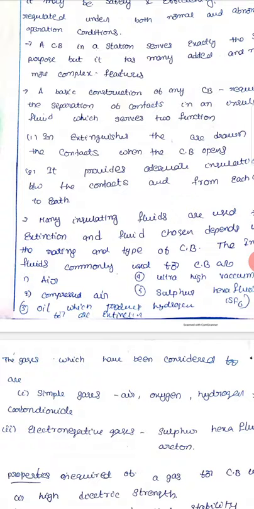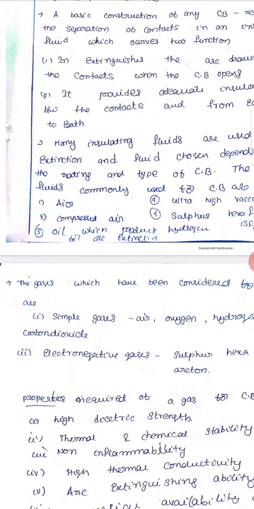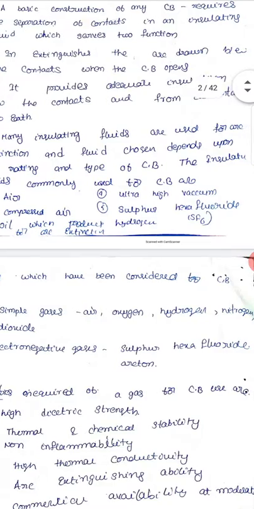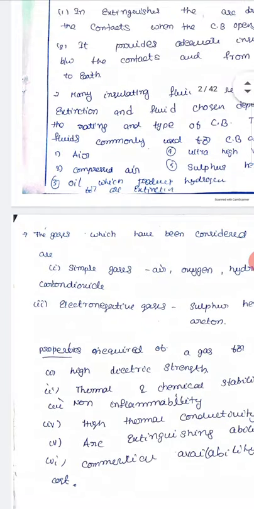The gases considered for circuit breakers are, first, simple gases, and second, electronegative gases. Simple gases we know: air, oxygen, hydrogen, nitrogen, carbon dioxide. But we need an electronegative gas, that means SF6. Among simple gases we use air in the CB, but the electronegative gas is SF6 gas.